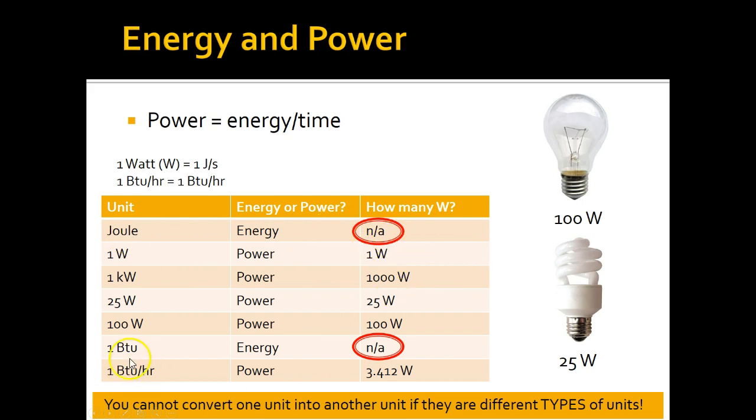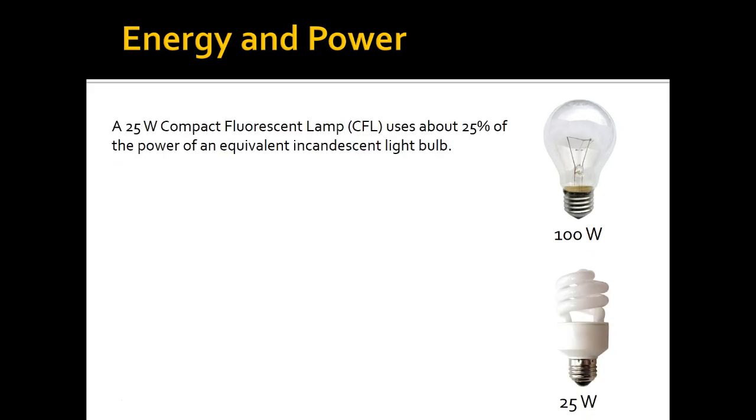Okay, and then this is a little more complicated, but you can actually convert a BTU per hour. BTU per hour is a power unit. We can convert it to watts if you want to. All right, so we'll go over a couple more things here first before we do a few calculations. So a 25 watt CFL uses about 25% of the power of an incandescent.